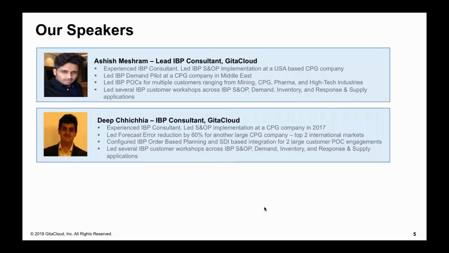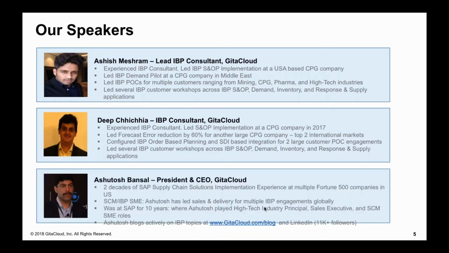Deep Chichia is an IBP consultant with GitaCloud. Deep led an IBP S&OP implementation at a CPG company last year and is currently helping them to extend the footprint to demand. CPIDS-based integration with a non-SAP ERP system and other IBP applications down the line. Earlier, Deep led an IBP pilot to deliver forecast error reduction by 60% for another large CPG company in terms of their top 2 international markets. Deep is a hands-on expert in order-based planning and SDI integration. He also delivered proof of concept engagements for large customers in CPG and pharma.